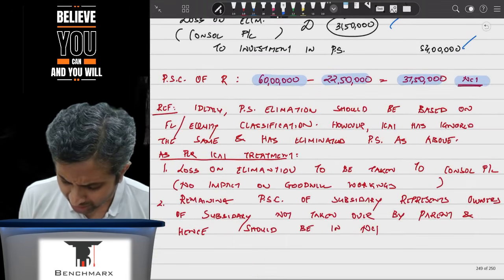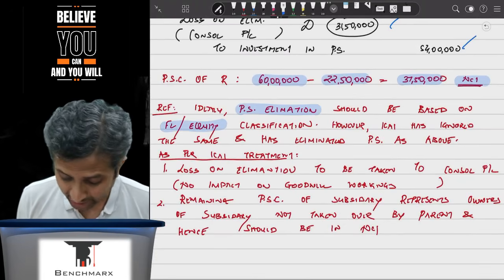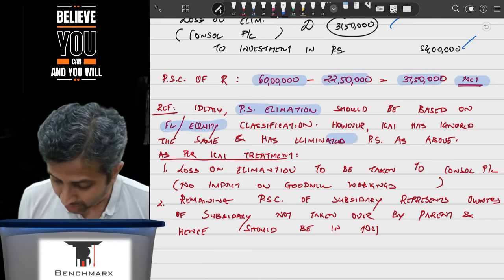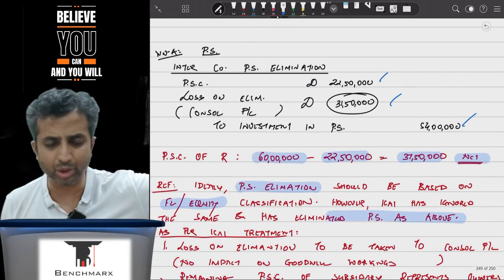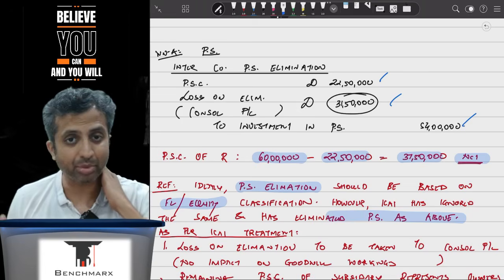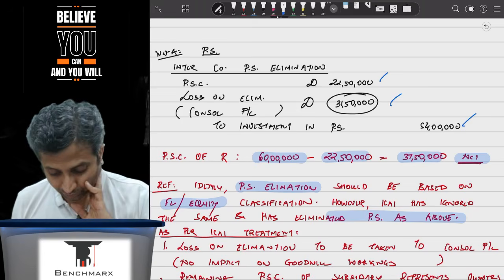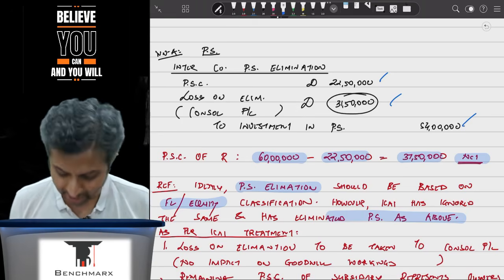Now the reference note is: ideally preference share elimination should be based on financial liability or equity classification, but ICAI ignored the same and has eliminated preference shares as above. As above meaning preference share capital 22.5 removed from that, and the remaining 37.5 kept in NCI. Loss on elimination goes to the P&L, not impacting the goodwill working, and then the investment is eliminated.